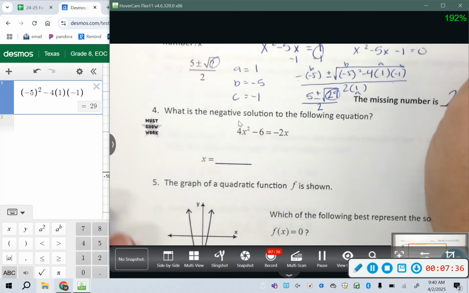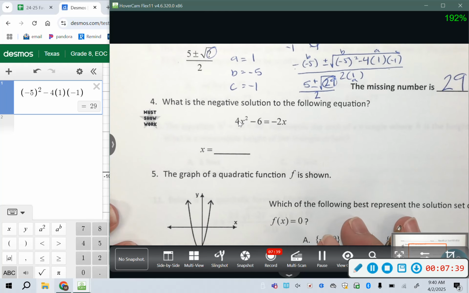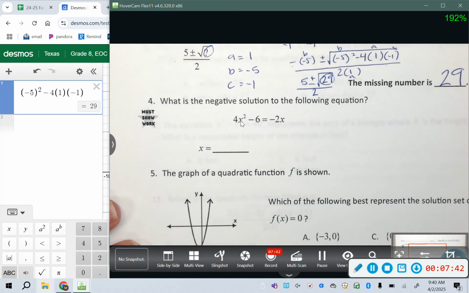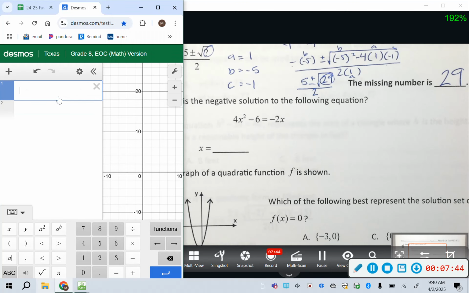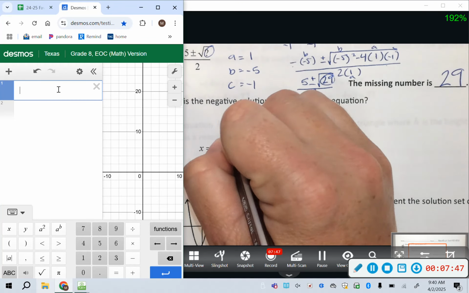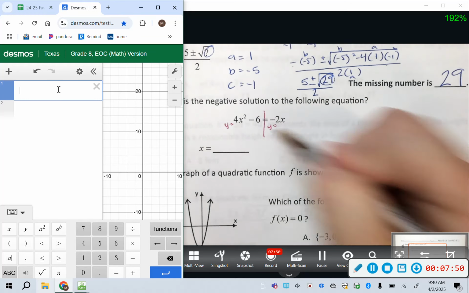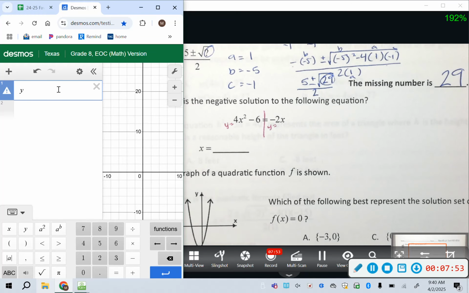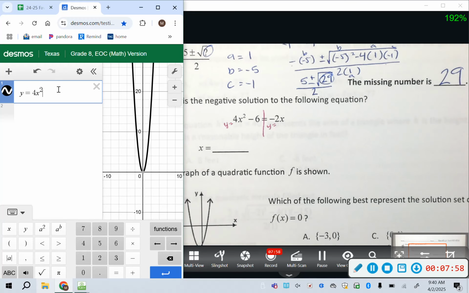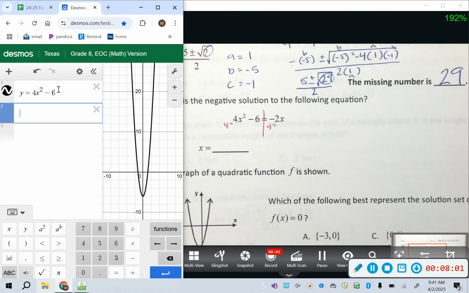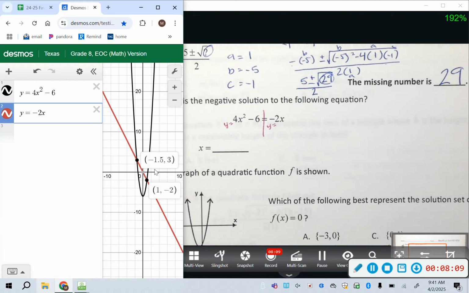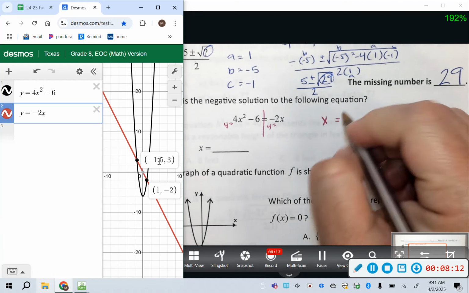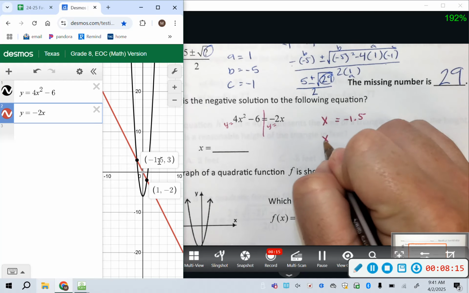Okay, number 4 is also a show work. So what is the negative solution to the following equation? We have this. So first things first, we can try to do it calculator method. See what happens. So let's type the left side. So let's try y equals 4x squared minus 6. And then we get y equals negative 2x. Okay, and they're not ugly decimals, so we can use them. So we get x equals negative 1.5 and x equals 1.